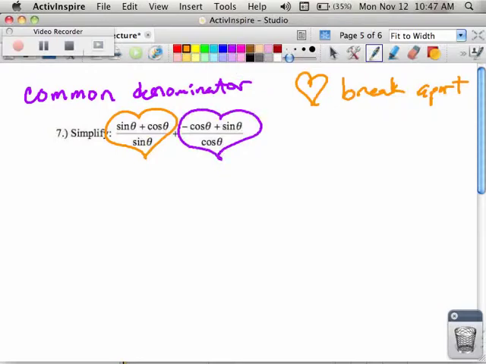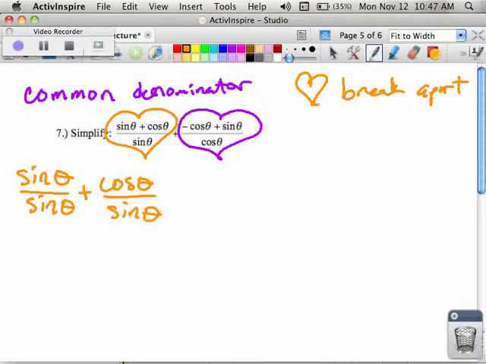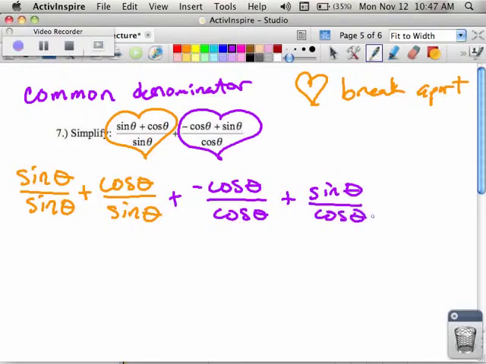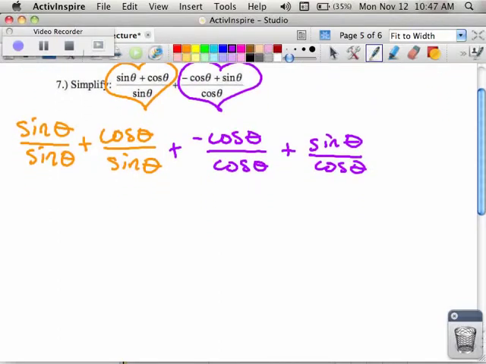In the orange, if I break it apart, I will see the sine of theta over the sine of theta plus cosine of theta over sine of theta. And in the purple, if I break that one apart, I will see negative cosine theta over cosine theta plus sine theta over cosine theta. Does that look right? Yes, sir.